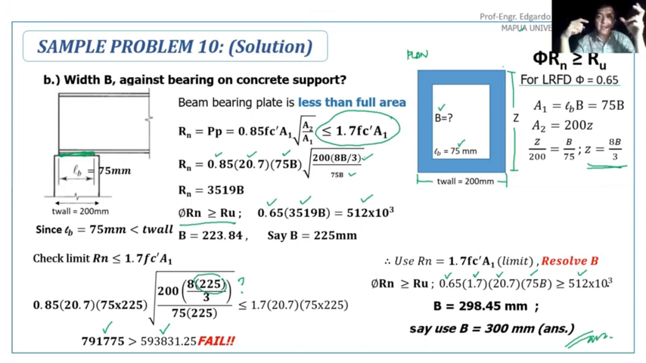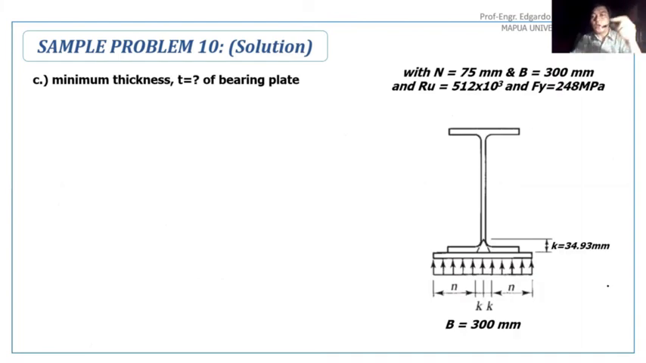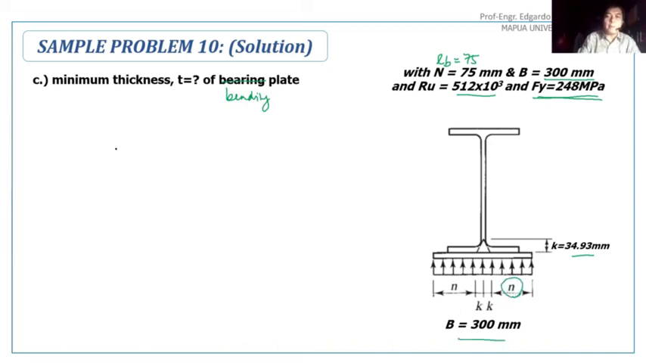Okay, so the last part of the design would be the thickness. For the minimum thickness required of this bearing plate, from the previous calculation we have identified the N, this is the LB, 75. Then the width, 300. Okay? Then the RU, 512,000 newtons. This time, since we are investigating bending, this should be bending of the plate. So we need the plate property. That's why the Fy we will use this time is the Fy of the base plate, which is 248. The K property of the section was given. Then this is the length N that will undergo bending, and again our width is 300. So we will have to solve for the thickness.